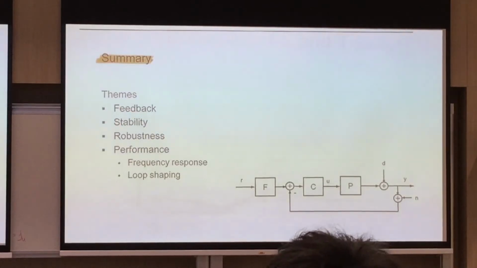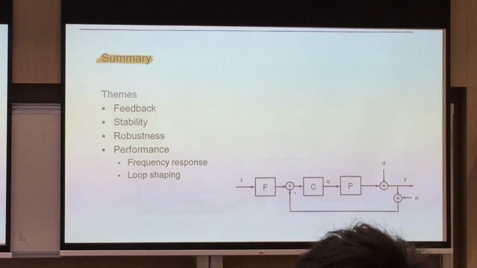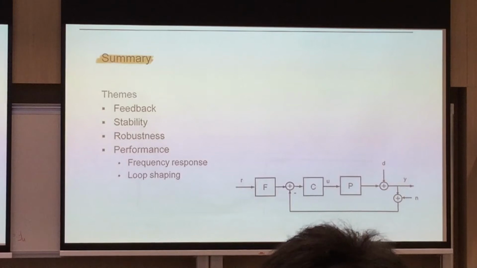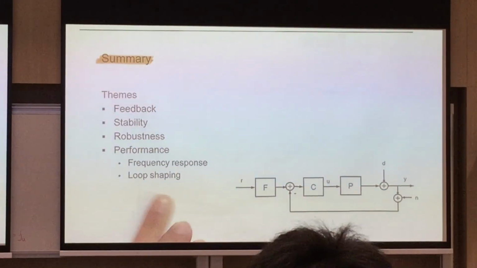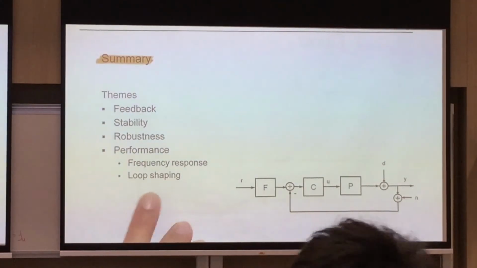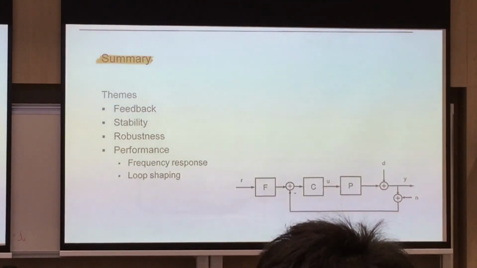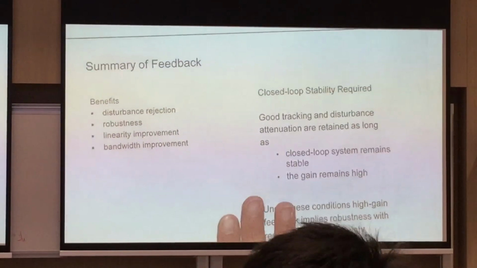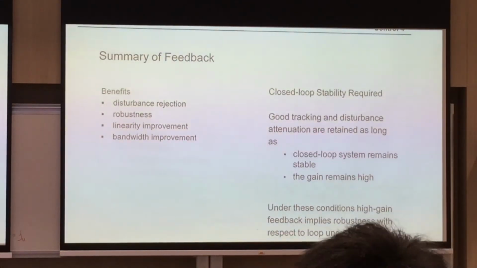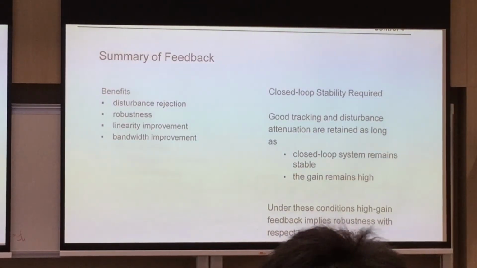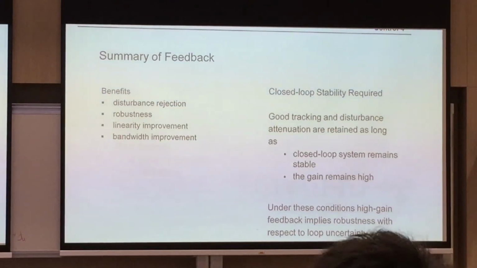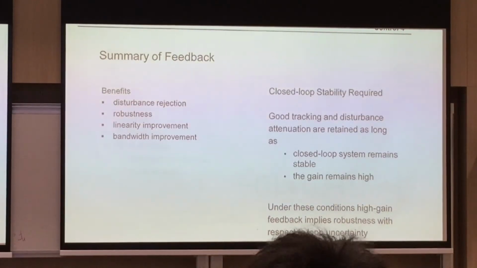For this lecture, we talked about stability, robustness, performance, and command response. We also went into loop shaping of the transfer function L. What are some of the benefits of having feedback in your system? You're able to reject disturbance. You can ensure robustness in the system if there is perturbation. And you can work on bandwidth improvement for when your system is supposed to move in a linear way.